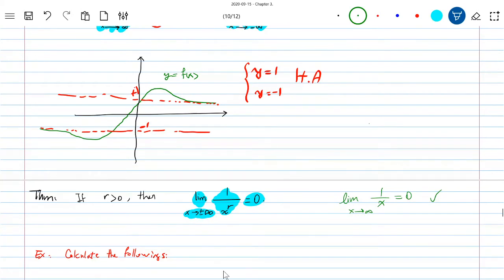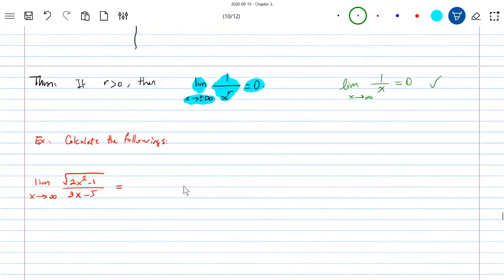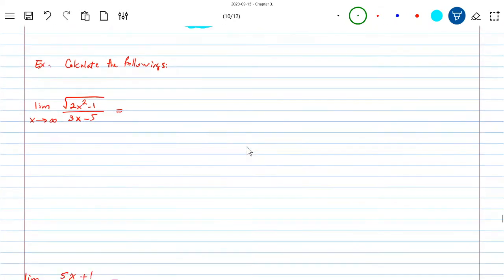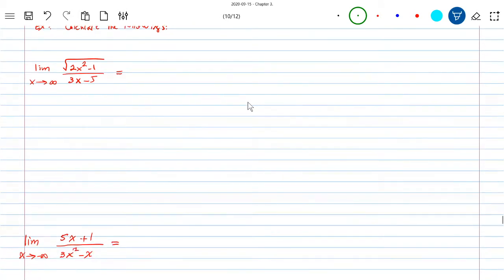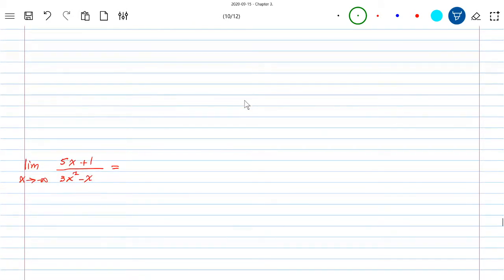Okay, now let's use this idea to calculate certain limits. Here's the first one. Calculate the following limit. Maybe I should have started with something simpler, so let's start with this one first. Let's start with the limit of 5x plus 1 divided by 3x squared minus x. We will generate the idea from here, then we use it in the last example as well.